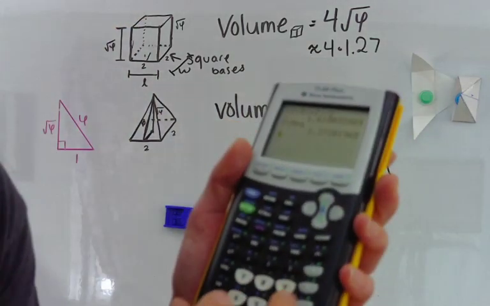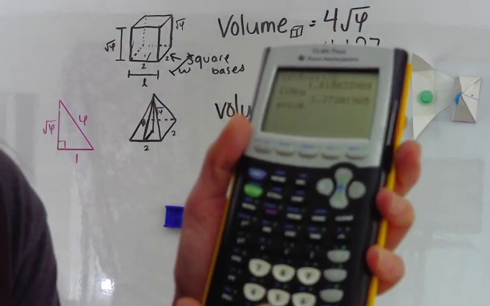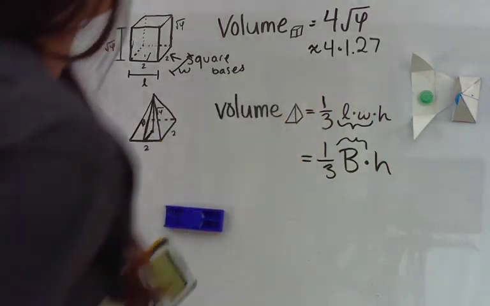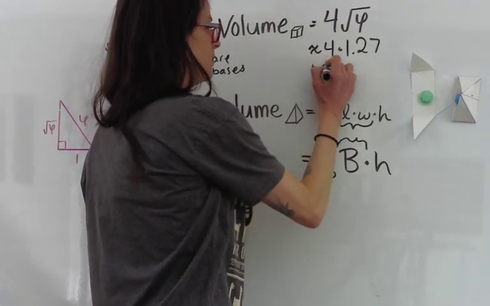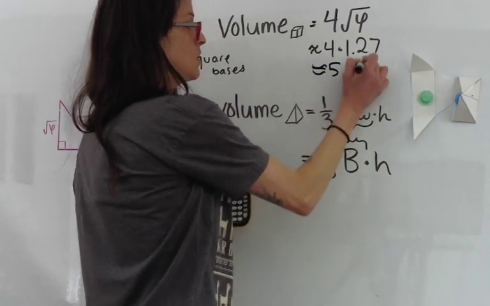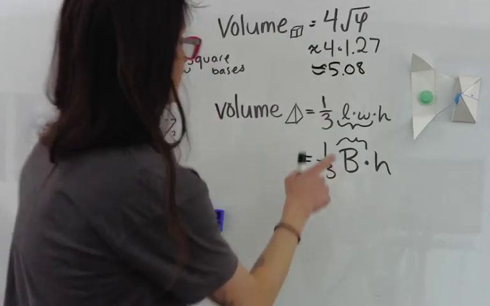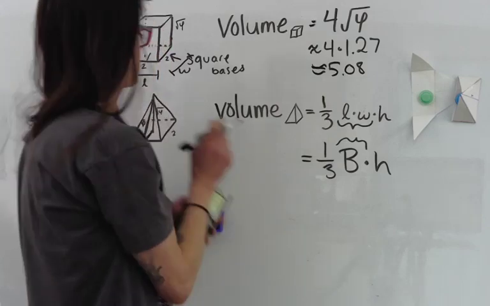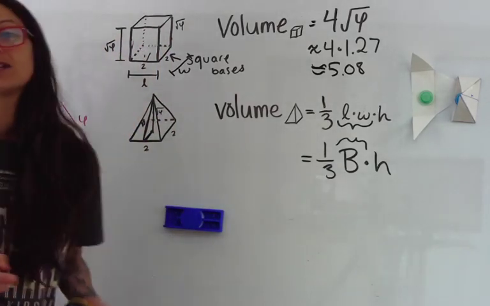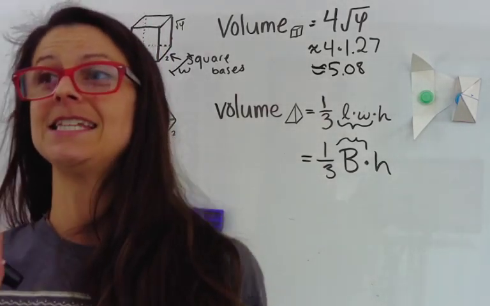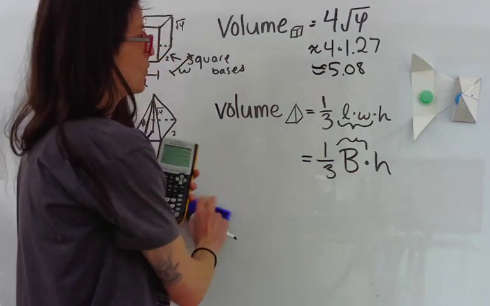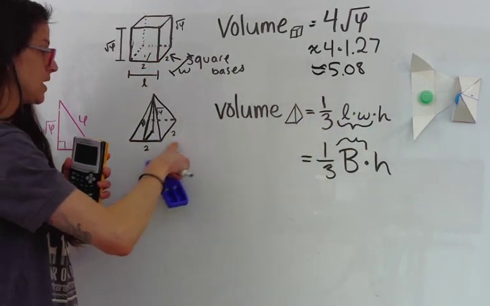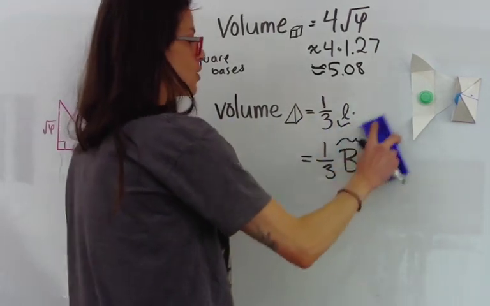So let's multiply 4 times 1.27, and what do we get? Oh yeah, 5.08. Approximately equal to 5.08. So what we should get is a third of that value, because the volume of a pyramid is a third of a prism with the same area base and the same height, okay? So we know that the length times the width times the height of our pyramid is 2 times the square root of 5.